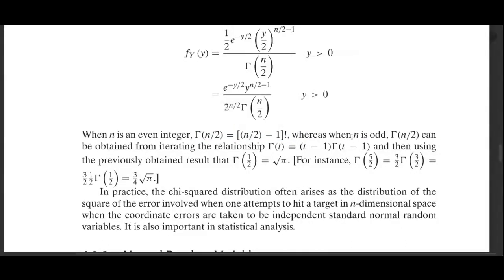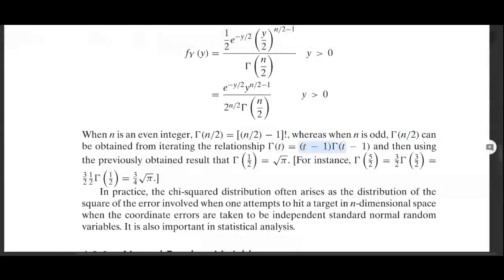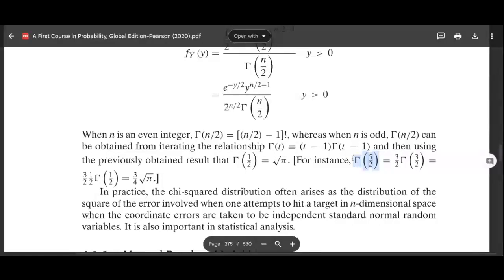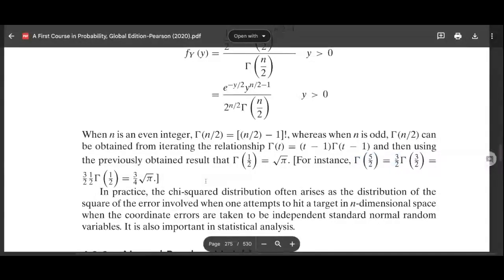Whereas when n is odd, gamma of n divided by 2 can be obtained from iterating the relationship gamma of t equals t minus 1 times gamma of t minus 1, and then using the previously obtained result, gamma of half equals square root of pi. For example, gamma of 5/2 equals 3/2 times gamma of 3/2, and so on and so forth.